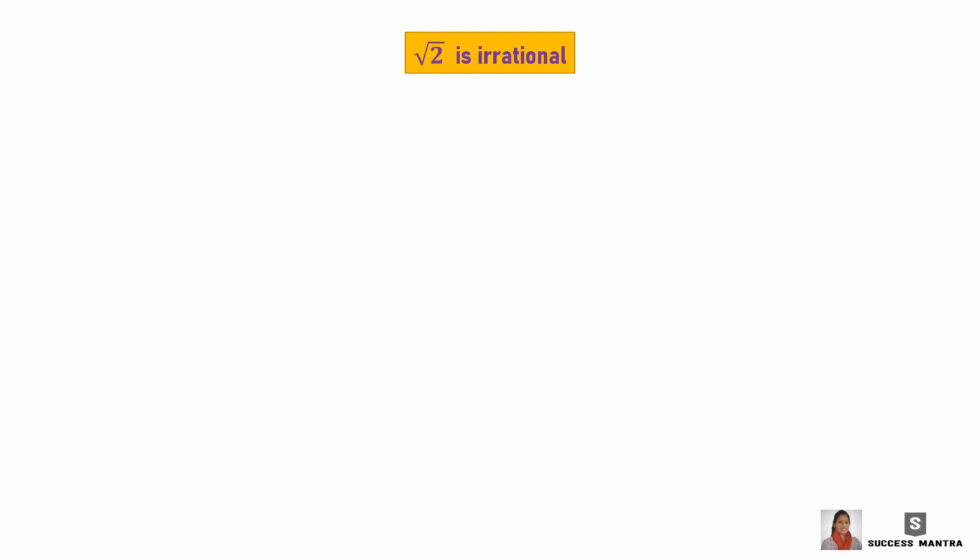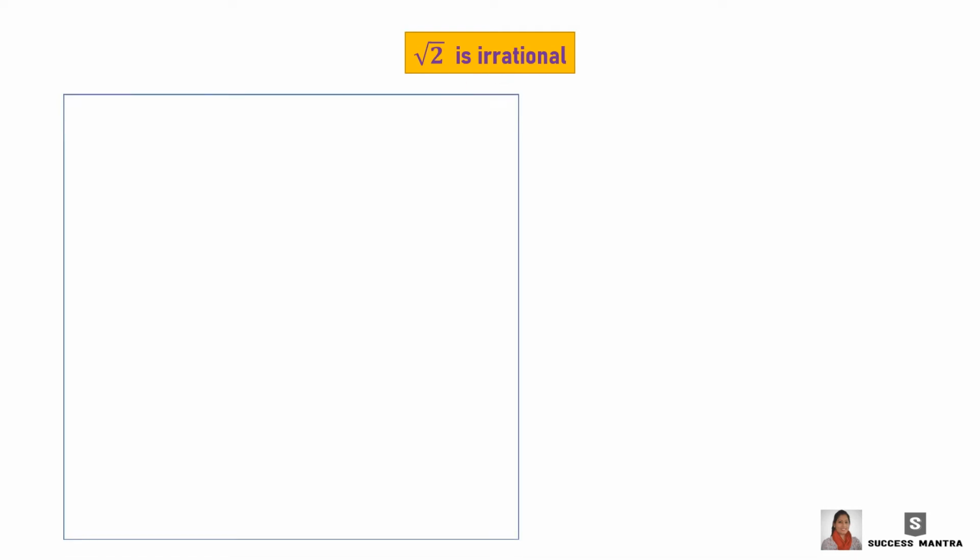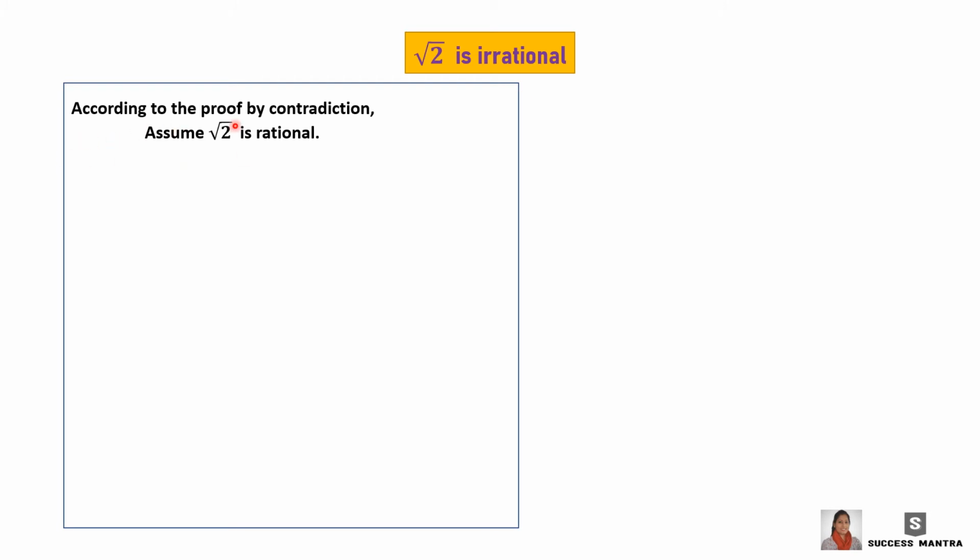So first we need to prove that root 2 is irrational. According to proof by contradiction, we first assume root 2 to be rational, and finally we prove that root 2 is irrational. If root 2 is rational, we can express it in the form of p by q, where q cannot be 0. That is, here root 2 is equal to s by r, and r is not equal to 0. On further simplification, we get root 2 is equal to s by r, which is equal to a by b.